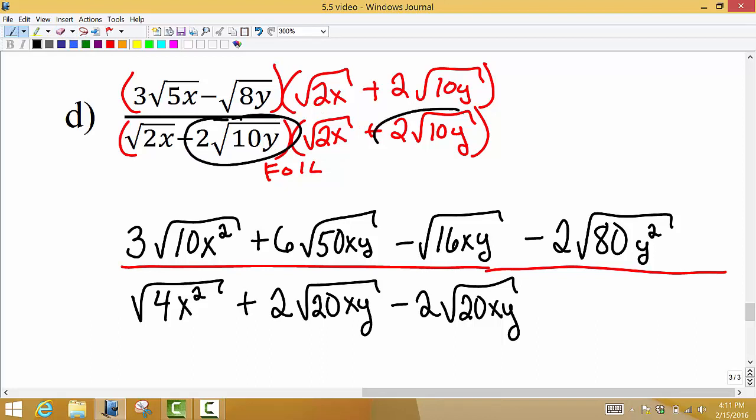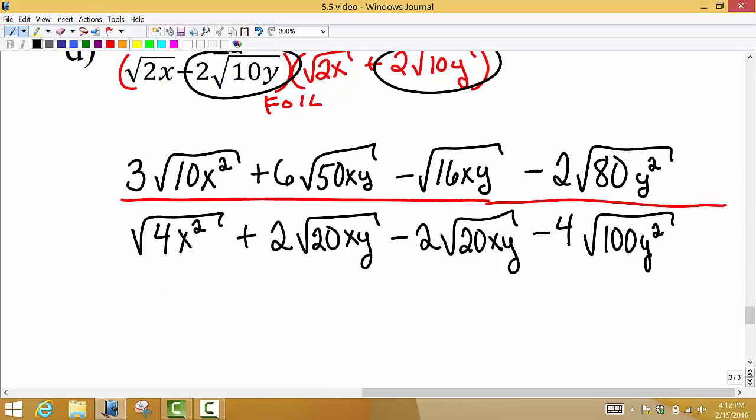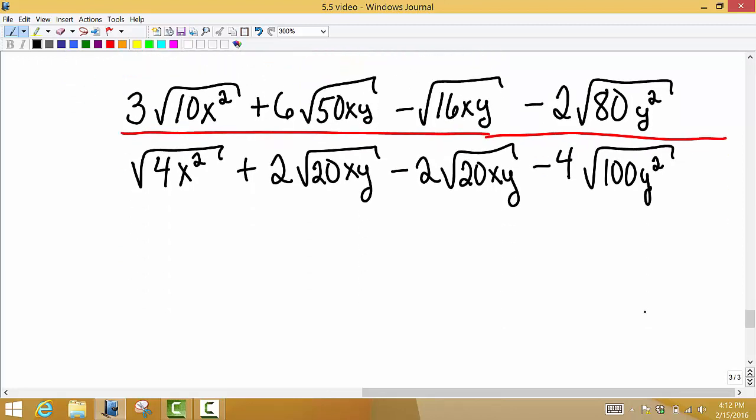The last times the last, this is a negative 2 times a positive 2, so that's a negative 4. Those two values are on the outside, so the result goes on the outside. And then we have square root, and we end up with 100y squared. So 10 times 10 is 100, and y times y is y squared. So now we have multiplied by the conjugate, and if we have done this correctly, then the denominator should simplify to have no radicals left in the bottom. So let's simplify.